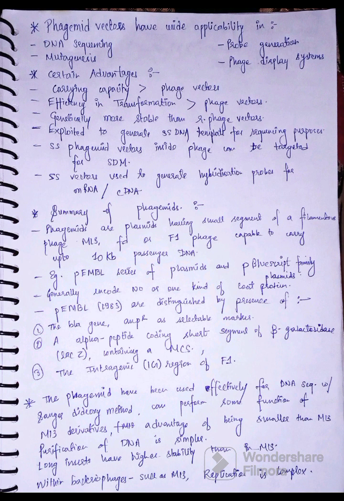Just like in plasmids, they have pBR322. It had a very small size, which made its purification very easy, and it can take very long inserts, and those long inserts have higher stability in phagemid plasmids than in M13 vectors. And within bacteriophages such as M13, replication is complex. In phagemid vectors like pEMBL and the pBluescript families, replication is quite simple.